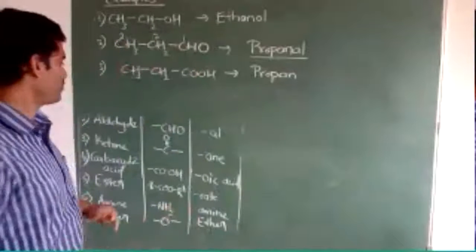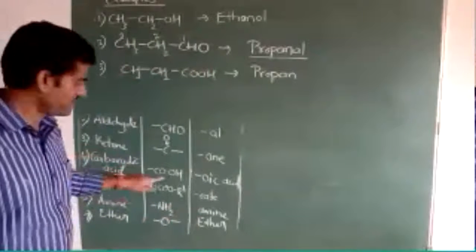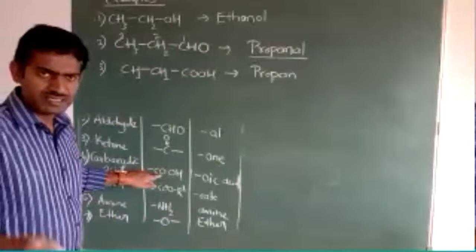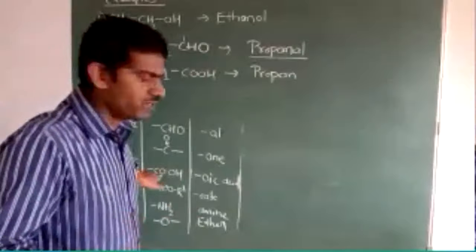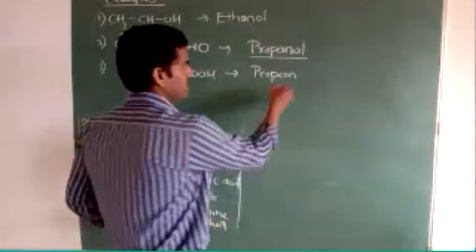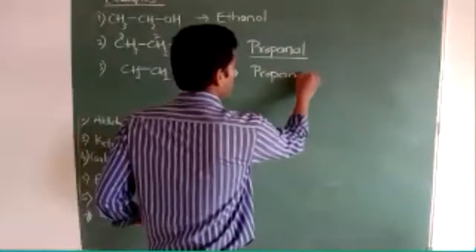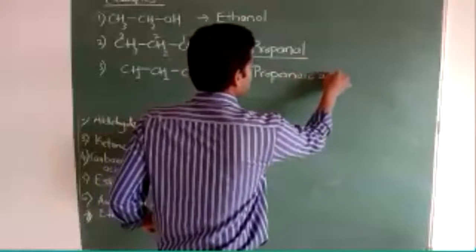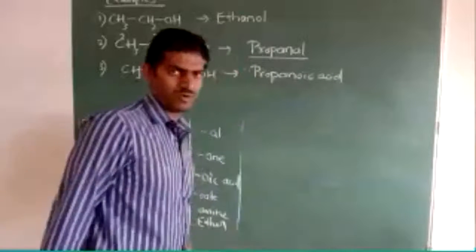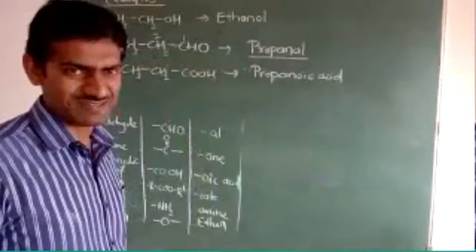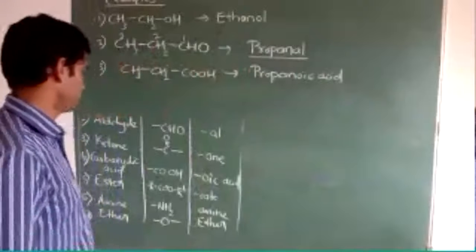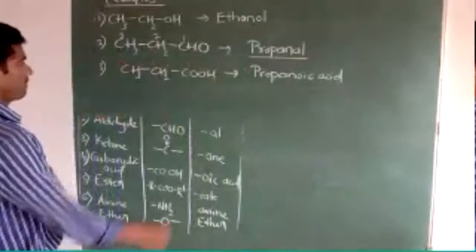An. Next, what is the functional group for carboxylic acids? If you are having the COOH group, that time you should use oic acid. So here, what are we going to write? Propanoic acid. What is the name of this compound? Propanoic acid. Is it?